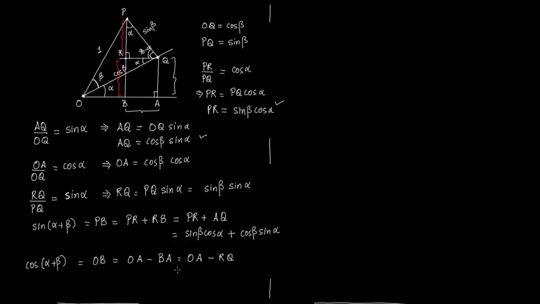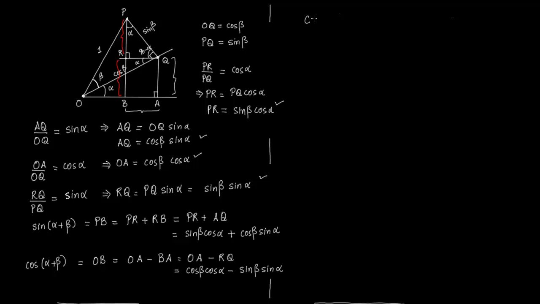What is OA? Now OA is this, cos beta cos alpha. And what is RQ? Sin beta sin alpha. Yeah, right here. And so we have found the formula for sin alpha plus beta and cos alpha plus beta just by substituting results in the figure above.